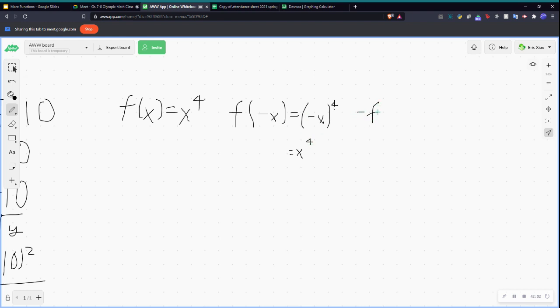And negative f of x. This one is fairly simple. You just put the negative in front of the x to the exponent of 4. So I don't think f of x can ever be equal to negative f of x. I don't think that's ever possible. But you can see that f of x is equal to f of negative x. They're both equal to x to the exponent of 4. So that means this function is even. So it's an even function.